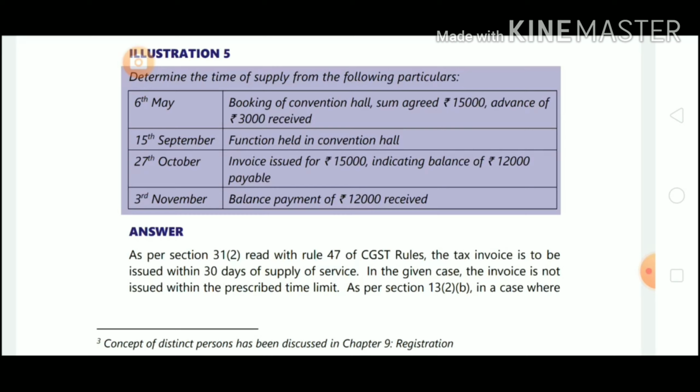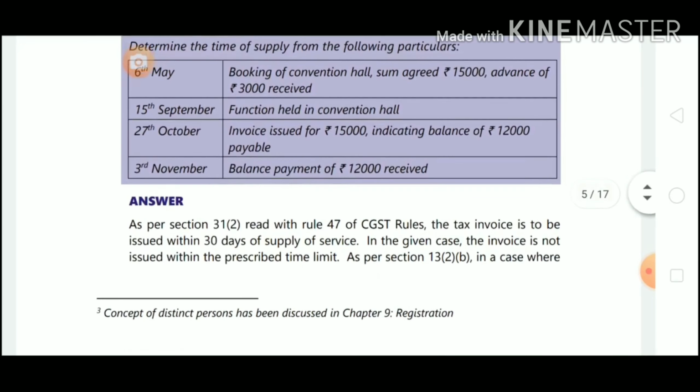And for the balance 12,000, what we need to check first? First we need to check that the invoice is issued within 30 days from date of provision of service or not. So 15th September was the date of provision of service and invoice was issued on 27th October. Obviously it is issued after 30 days. So as per the provision, we'll take the earlier of date of provision of service or date of payment. So from 15th September, 3rd November, which one is the earlier one? 15th September. So for the balance payment of 12,000, TOS will be 15th September. Clear?